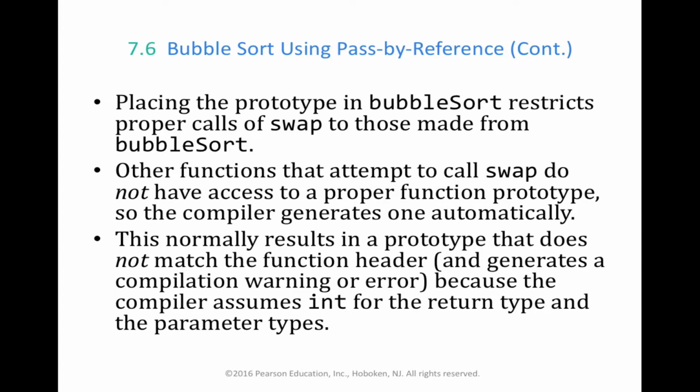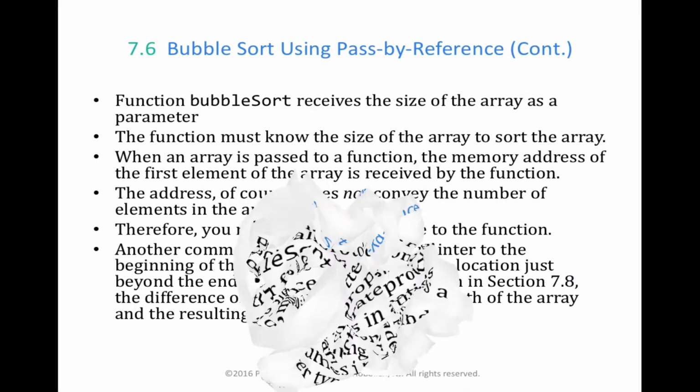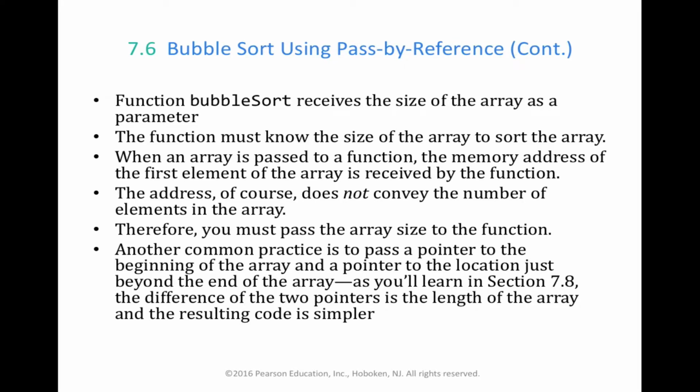Placing the prototype for swap in bubble sort restricts proper calls of swap to those made from bubble sort. Other functions that attempt to call swap do not have access to the proper function prototype, so the compiler is going to generate one automatically. Normally this results in a prototype that does not match the function header and will generate a compiler warning or an error, because it assumes int for the return type and the parameter types. But again, I don't know that that's a good thing. I guess that's kind of a design thing. If that's how you want to do your design, I guess that's okay, but I'm not a big fan of that.